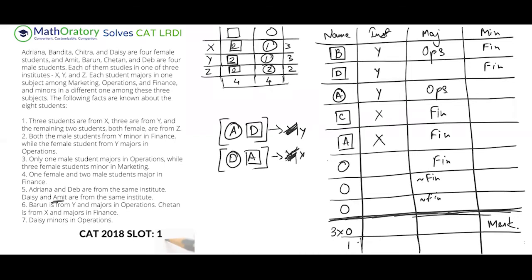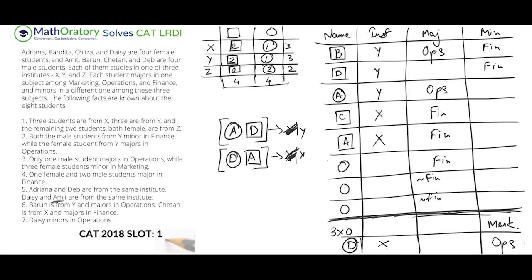So Daisy is a female from X, and she is minoring in operations. The reason I'm writing this below the table is because I don't know where Daisy goes. It can go here, minoring in operations, and it could also go here, right? One of these two individuals. It cannot go here, because that is A filled up. But Daisy could be any one of these three females here. And the rest of the three females will have marketing as the minor. So that is it for the table.